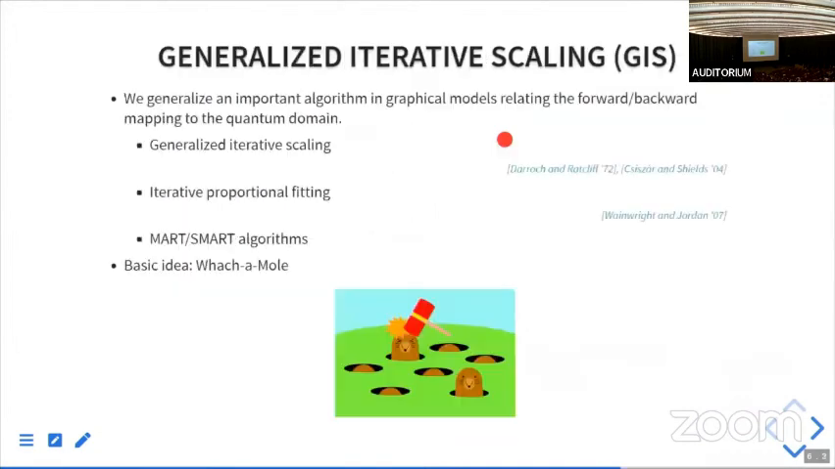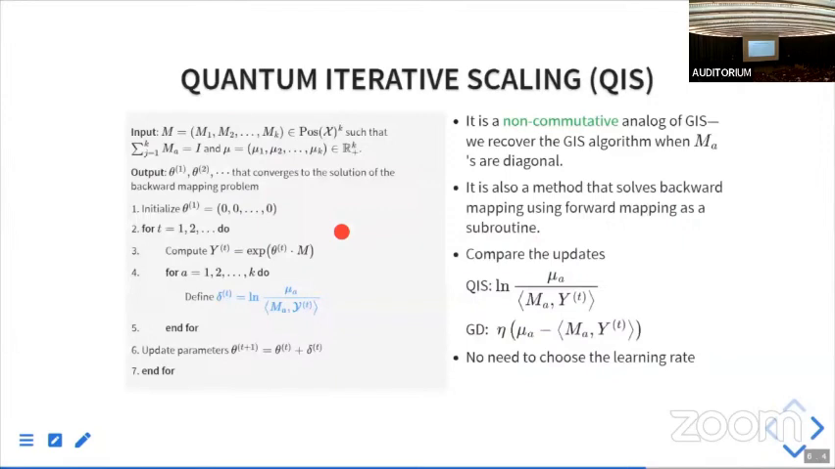This is one idea, and the other idea in the classical literature is called generalized iterative scaling. There are different names in this direction. Sometimes it's called GIS, generalized iterative scaling. It's also called iterative proportional fitting. It's called the SMART algorithm. The basic idea is that when you have a guess of the parameters, you compute the local densities and see the mismatch, and you penalize it, like feedback to the parameter theta. So this is a quantum version. You can work with operators.